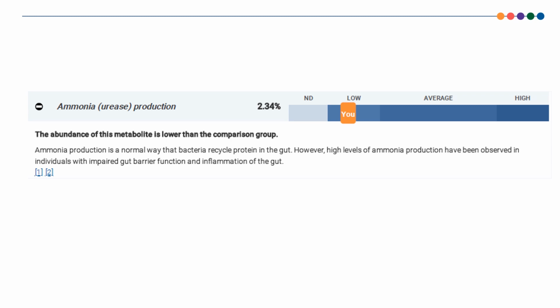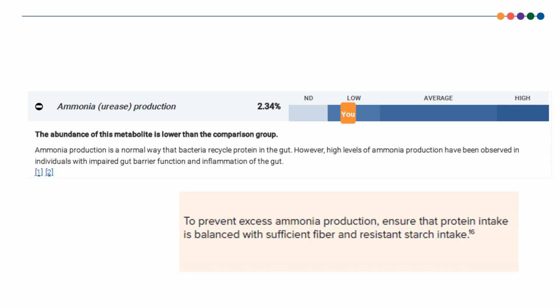Excess ammonia production has been observed in individuals with impaired gut barrier function and gut inflammation. This example shows a low potential for bacterial ammonia production, which is good. You can refer to the clinical reference guide for therapeutic considerations when it's high. Since ammonia comes from protein, ensure that protein intake is balanced with enough fiber and resistant starch intake. Remember, any abnormal findings in this section will show up as recommendations at the very beginning of the report in the report summary section.